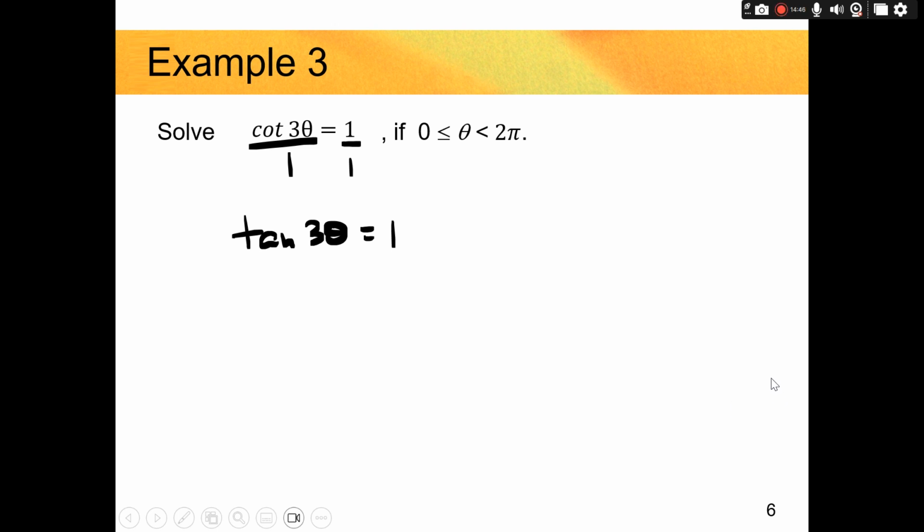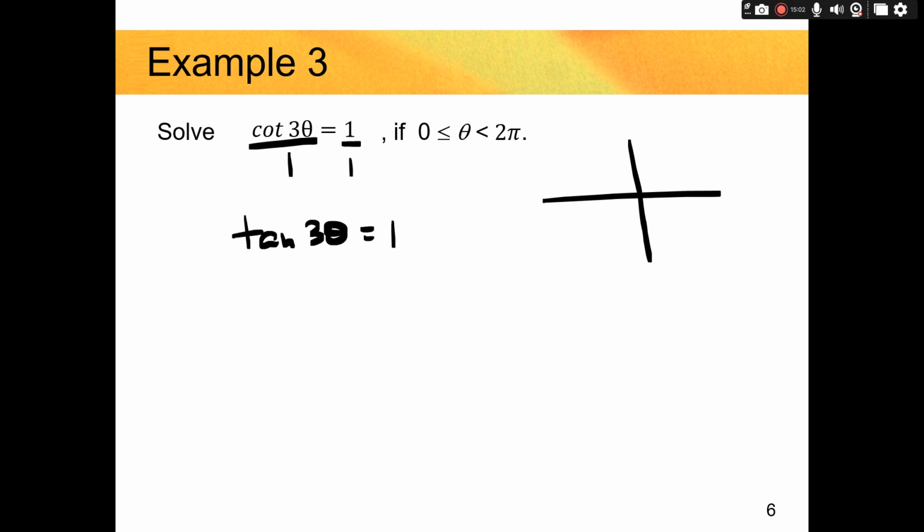So now the question is, can I do this? I'm going to try to figure out when tangent is equal to 1. So on your unit circle, think about when is tangent equal to 1, or when are the x and y values exactly the same.